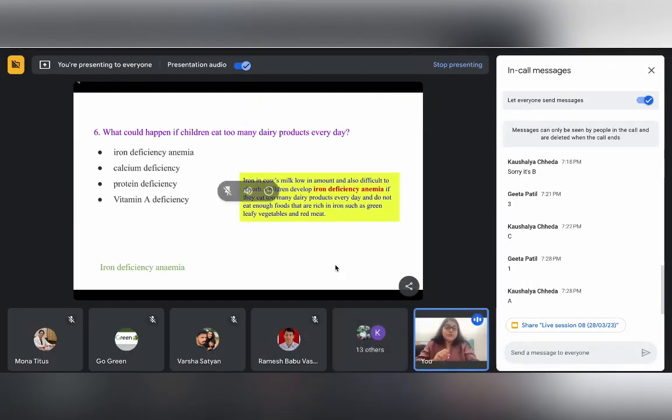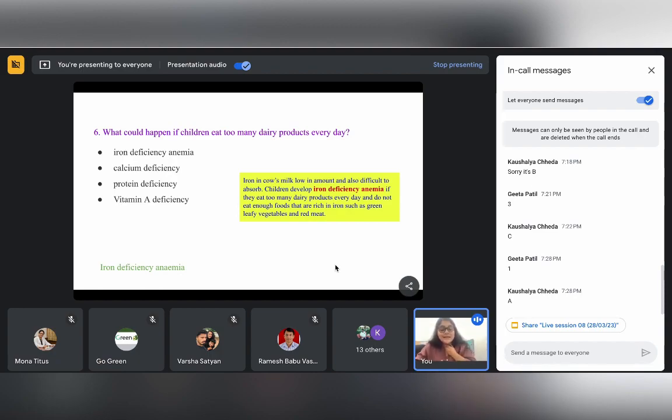Very rightly, as you have said, eating more dairy products than what is required for the body will lead to iron deficiency anemia. Here we can talk about two possibilities: human milk and cow's milk. In cow's milk, as we discussed in our previous sessions, the percentage of iron is very less. So number one, it is deficient in amount. Number two, the iron might not be absorbed properly in the body.